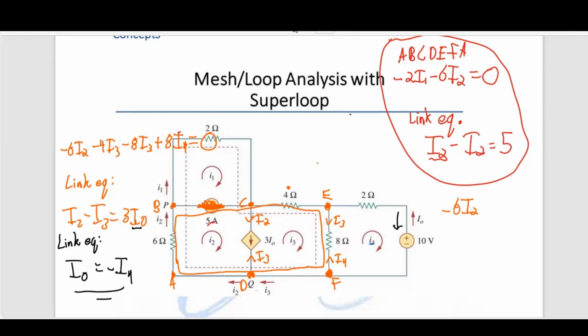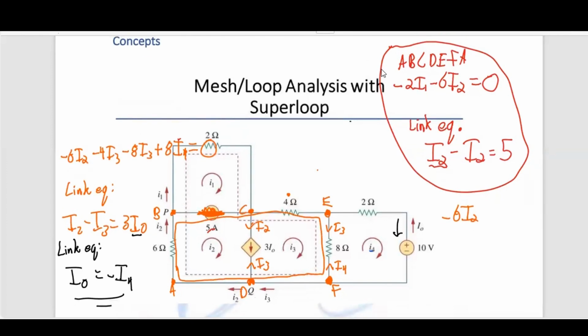And when that happens, you treat the entire loop. Minus 8i3. What is this? This one here, minus 8i3. So that happened in this part here. If I need the i3 loop, so this i4 is i3. This here is i3. But with this one here, anytime it goes through, the resistor will be negative. So that is why I got the minus 8i3.